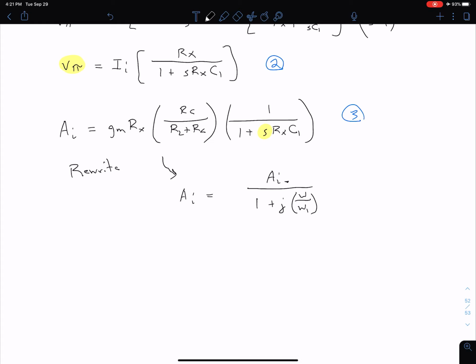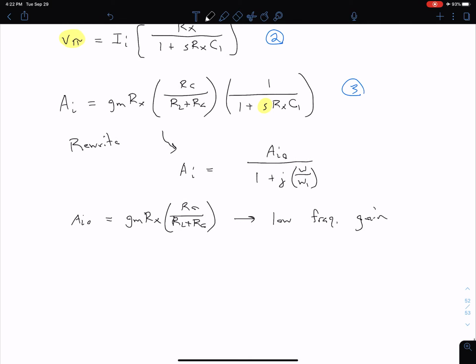And now, why do I want to do that? Well, let me clean this up. So this is A sub I0. Our A sub I0 in this case is going to be equal to Gm Rx times Rc over RL plus Rc. And what this is, is our low frequency gain. So this is our default gain at lower frequencies. As our frequencies increase, we're going to deviate from that. That's going to be made more clear as we look at the Bode plots here in a second.